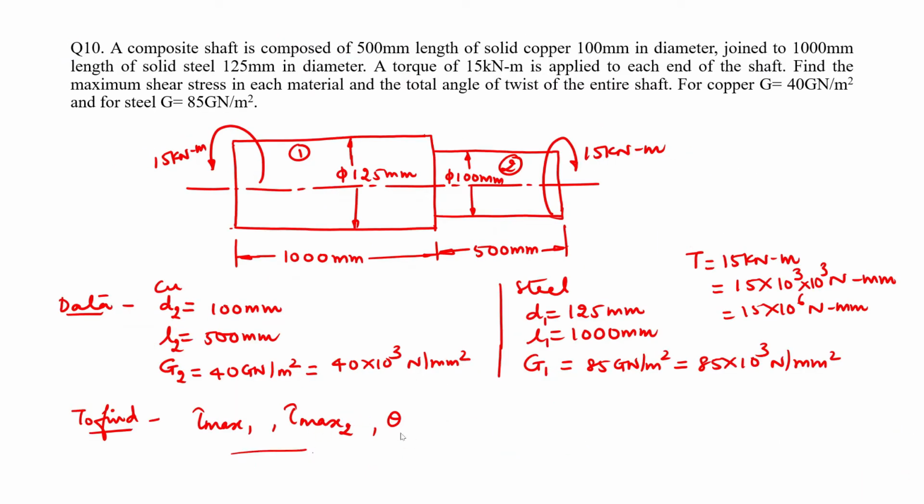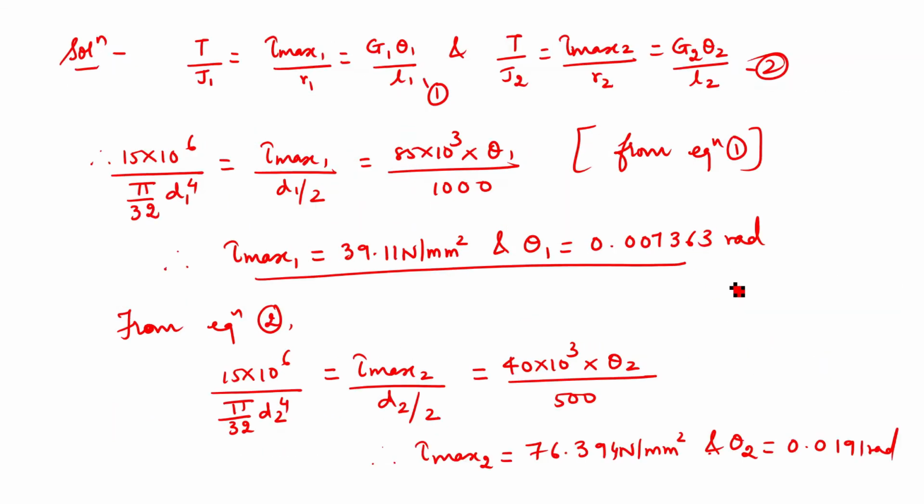Now for calculating theta, it is very simple. Theta is going to be the summation of theta 1 and theta 2. When you add these two values, you'll get the answer as 0.02646 radian. If you want to convert this into degree, simply multiply with 180 by pi. You'll get the answer as 1.516 degree.